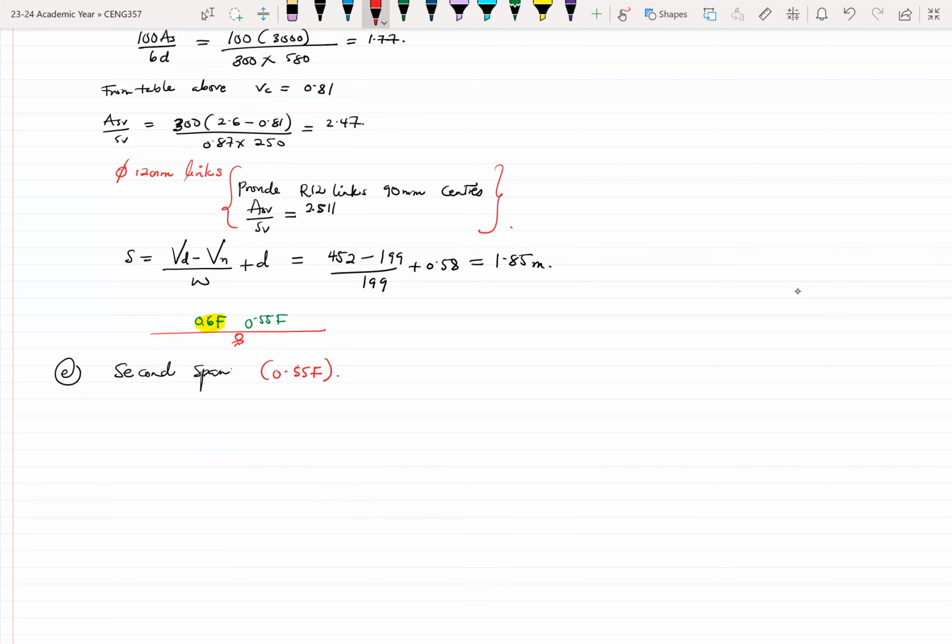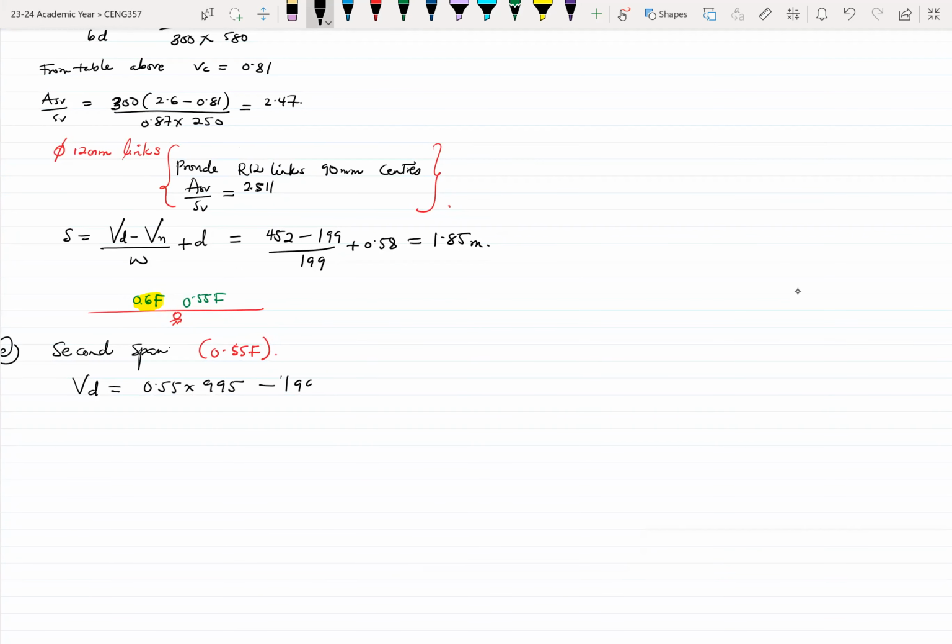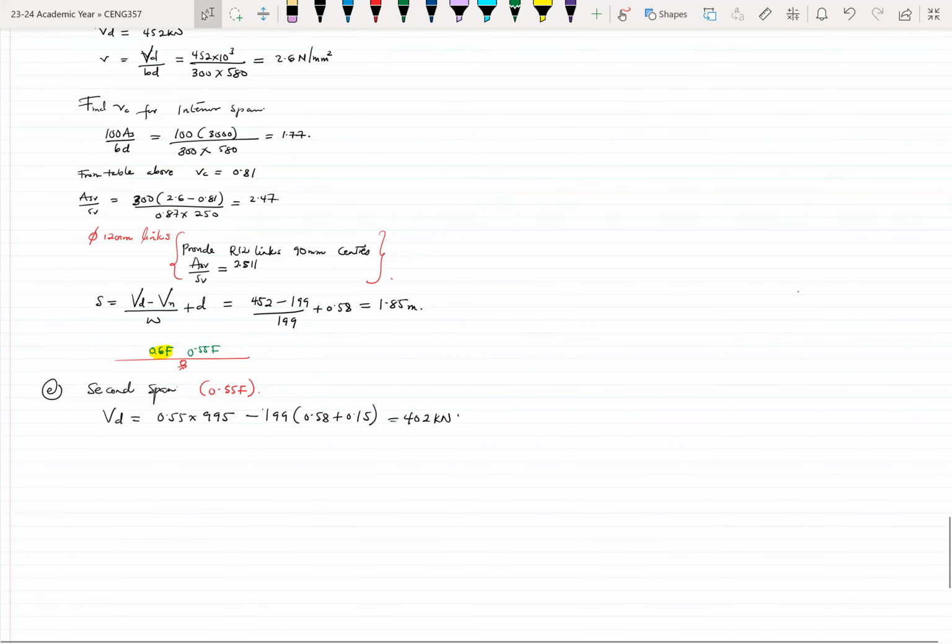Okay. So again, now you find your VD, and the VD would pretty much be something very similar. So 0.55 F times 995, then minus 199 for the W, 0.58 plus 0.15, and this will give us 402 kilonewtons. All right. So from here, we go through similar processes like what we had before.